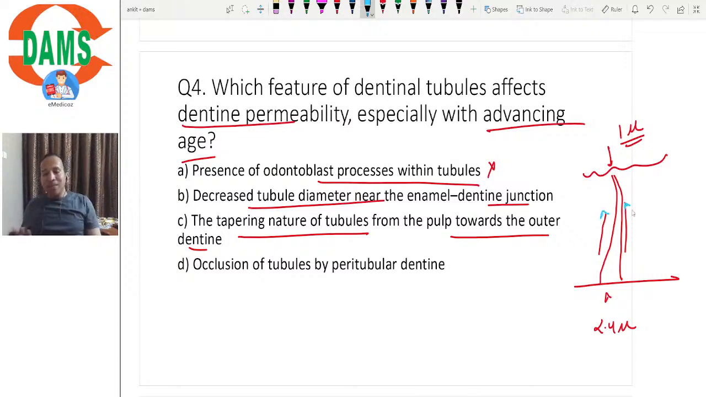Shape. But then it does not say whether it is converging or diverging. So this is partially correct, right? Now let's go to option D, occlusion of dentinal tubules by peritubular dentine.